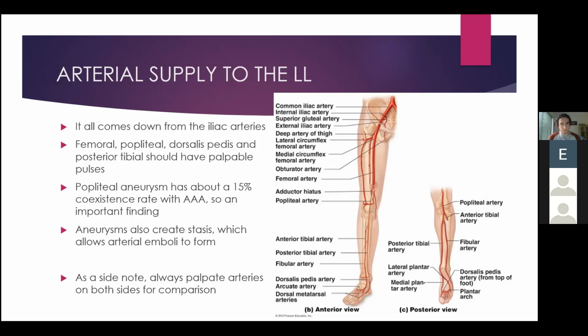So first off, you can get clots, which can give you an ischemic injury, like this person's foot. Now, the second reason is that 15% of people with a popliteal aneurysm will also have a AAA. So if you find a popliteal aneurysm, that should warrant an ultrasound so that you can check if they have a AAA as well. Because whilst they're not going to die if they get an acutely ischemic foot from a clot, they will die if they get a ruptured AAA.